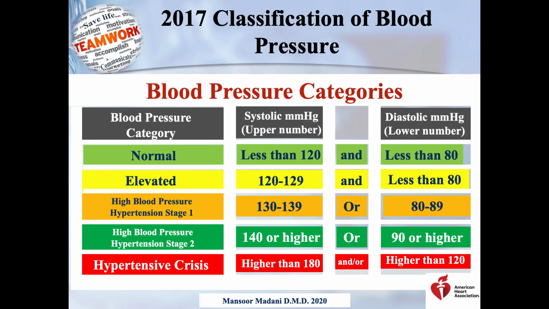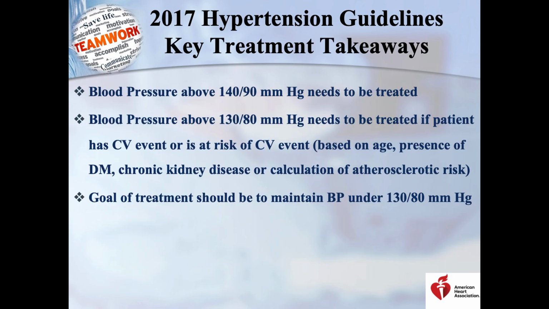But when the systolic is between 120 to 129 and diastolic is still less than 80, that's an elevated blood pressure. Then the new classification says that when the systolic is 130 to 139 or the diastolic is between 80 to 89, that is considered stage 1 hypertension. And if the systolic is 140 or higher, or the diastolic is 90 or higher, that's stage 2 hypertension. And hypertensive crisis is when the systolic is higher than 180 and or the diastolic is higher than 120.